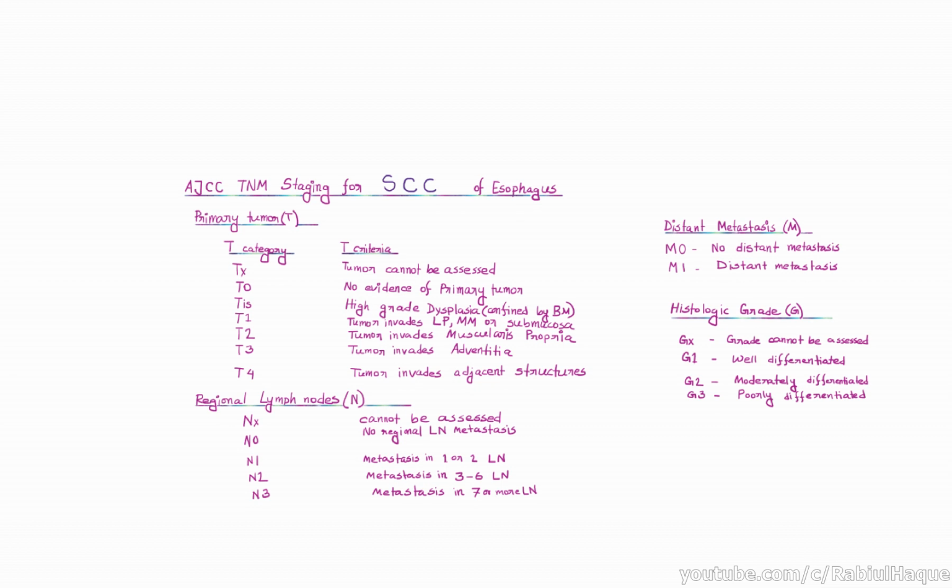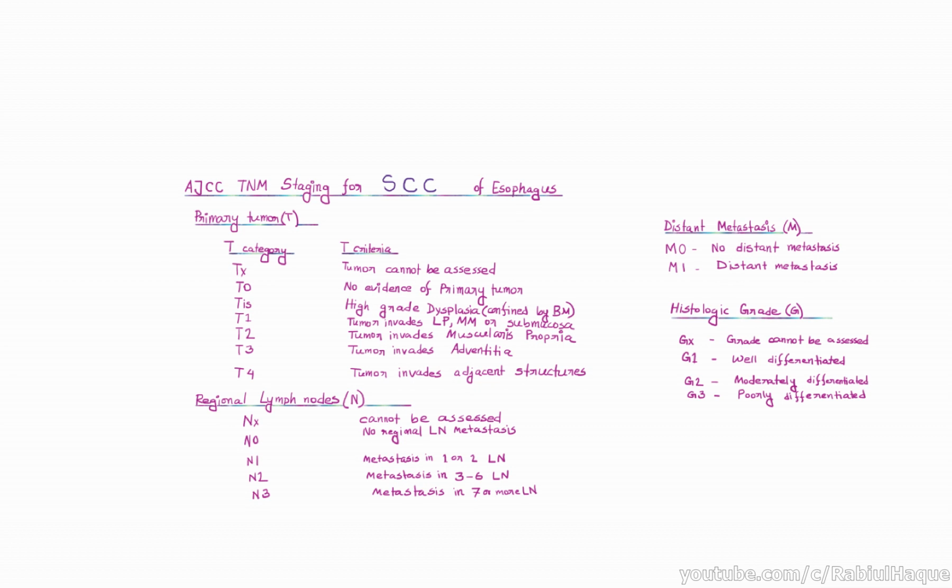Similarly, in T2 category, what do we mean by T2? It means the tumors are invading the muscularis propria. Recall that muscularis propria is the main muscle layer that is located beneath the submucosa. What do we mean by T3? T3 is when the tumor cells are invading adventitia, and T4, here the tumors are invading adjacent structure, and it is again further divided into T4A and T4B.